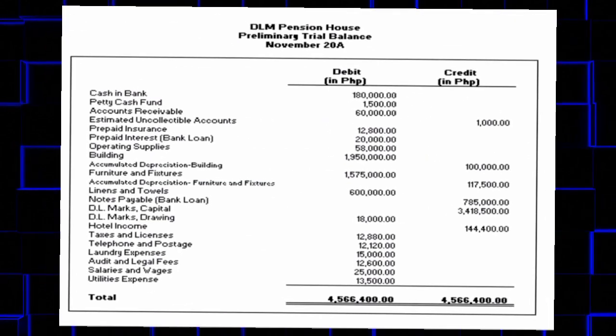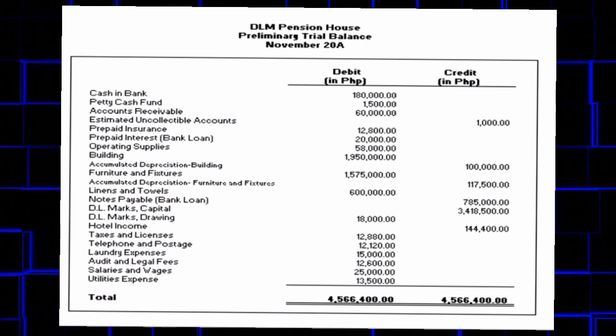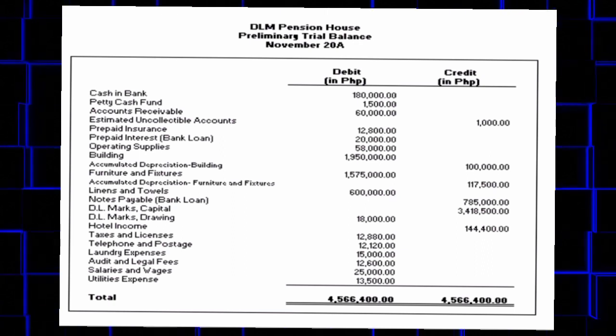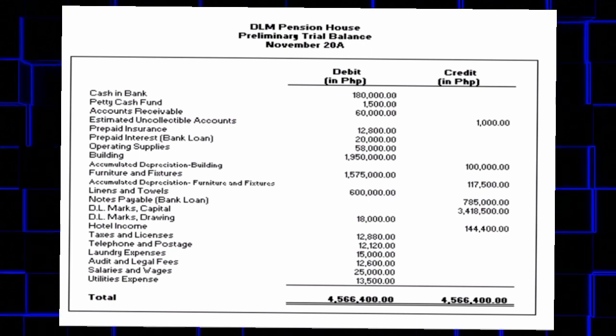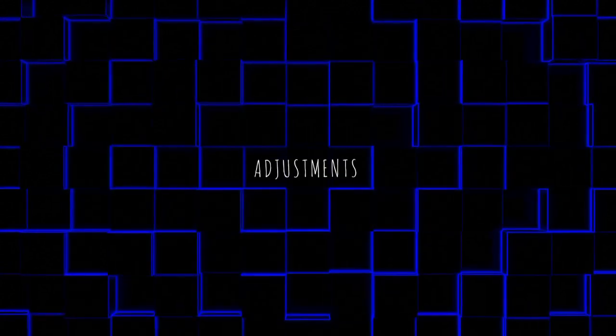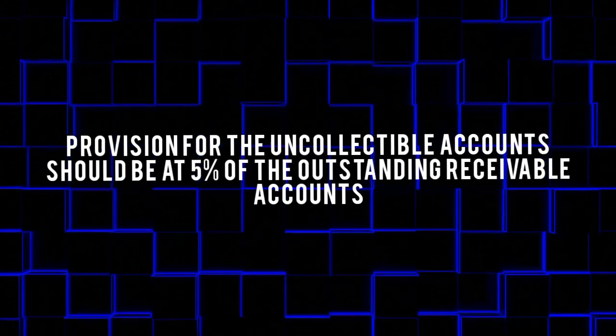Before we proceed to the adjustments, let us consider the preliminary trial balance first. So this is the preliminary trial balance with different balances. So this is the first adjustment.